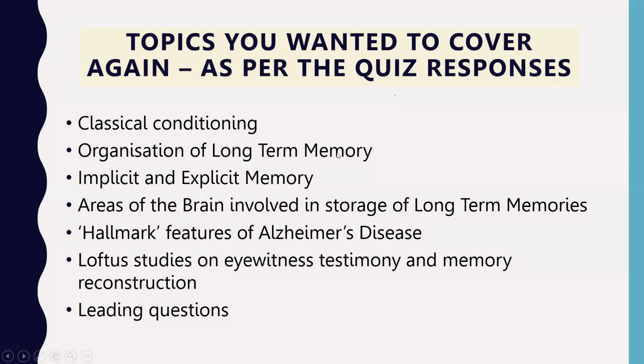Organization of long-term memory was one, implicit and explicit memory. A few of you mentioned areas of the brain involved in long-term memory storage, hallmark features of Alzheimer's disease, Loftus' studies, as well as the concept of leading questions. So these were the main topics that you had mentioned.